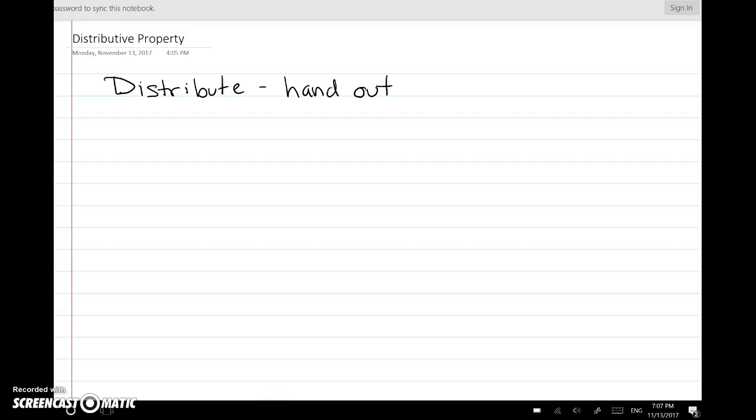So, for example, if I have 5 parentheses 4 minus 2, the distributive property says 5 times (4 minus 2) is the same thing as 5 times 4 minus 5 times 2. Well, let's check this out.